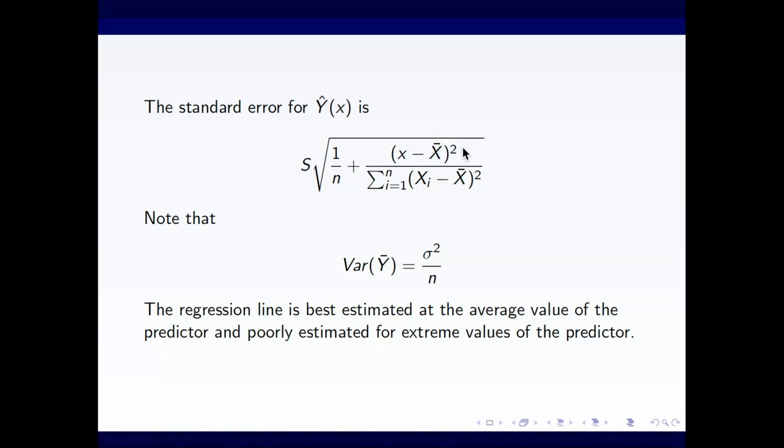So this is the standard error of the fitted value y hat x. And you can see that the variance of y bar is sigma squared divided by n, right?